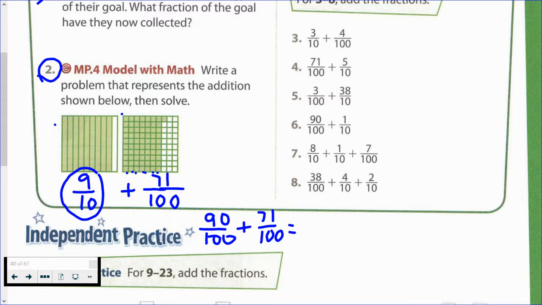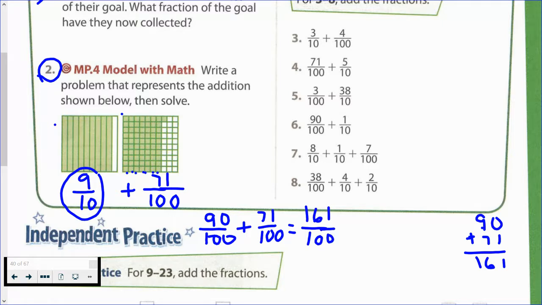And wow, that's going to give us a large answer. So I'm going to come off to the side and I'm going to add 90 plus 71. Don't forget, you're always allowed to go get a calculator. 0 plus 1 is 1. 9 plus 7 is 16. And we have 161 hundredths. Whoa, do you notice anything crazy about that? The numerator is bigger than the denominator.